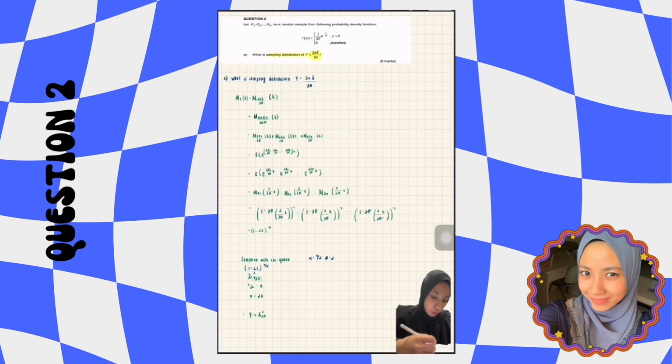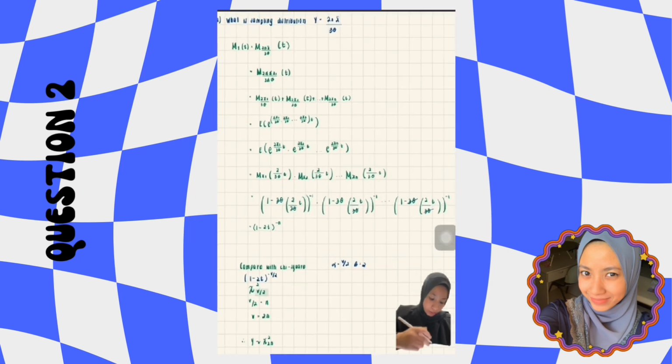Okay, for question 2, we have to substitute the y distribution into the moment function, and we extend x bar, which will be the summation of xi over n, and then we have to solve for n. Then we have to expand the summation of xi, and it will be this. Okay, now transfer it to exponential.